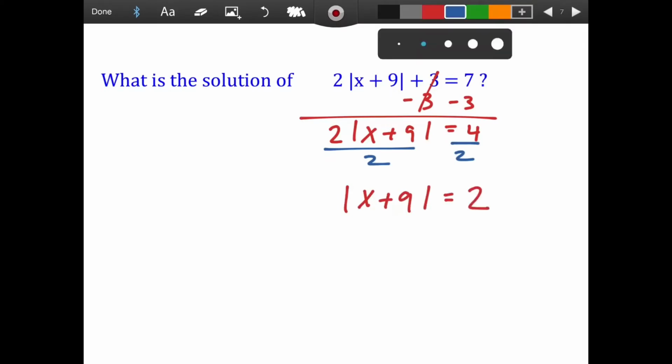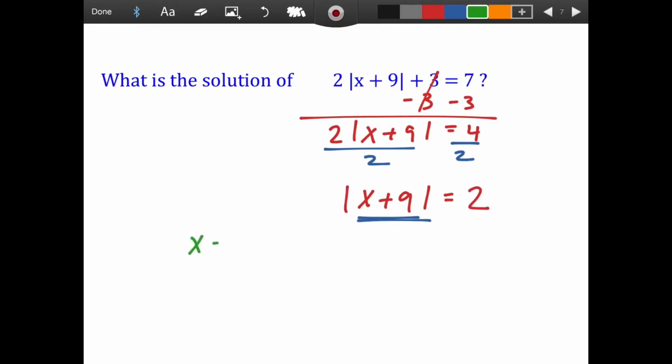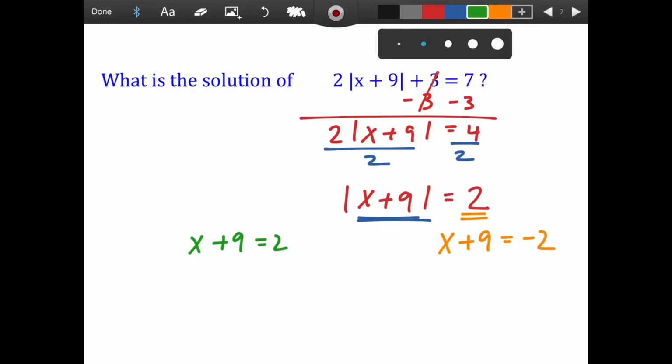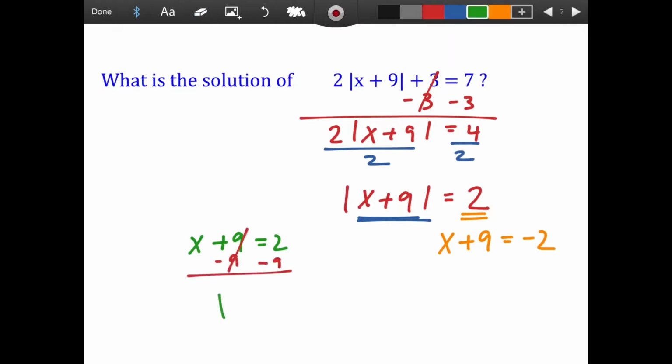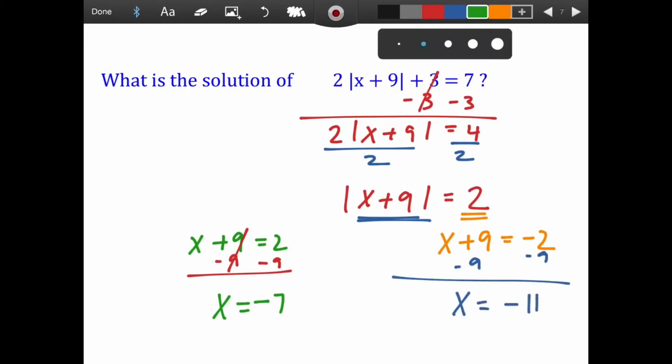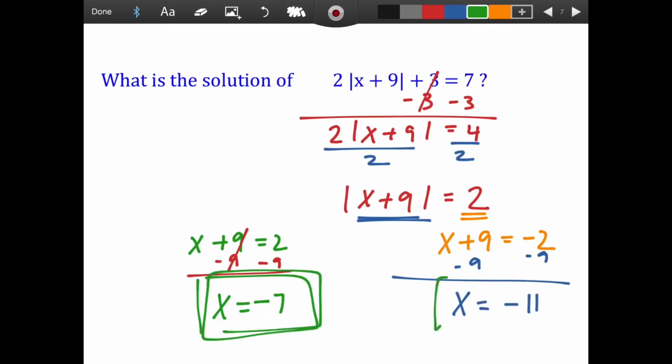Once you have your absolute value isolated, we can split and create our two equations. First one stays exactly the same, x plus 9 equals 2. For the second one, we make our right side negative, so x plus 9 is equal to negative 2. Solve both, so I'm going to subtract 9 from both sides, and we're left with x equals negative 7. Subtract 9 from both sides over here, and we are left with x equals negative 11. So our two solutions that make this absolute value equation true are x equals negative 7 and x equals negative 11.